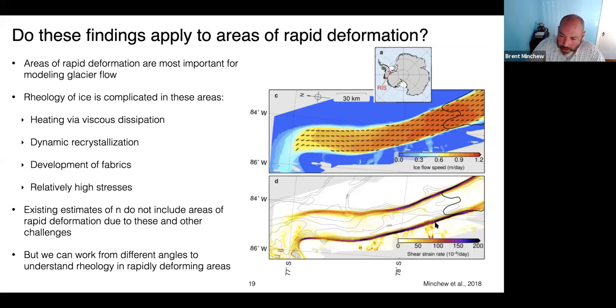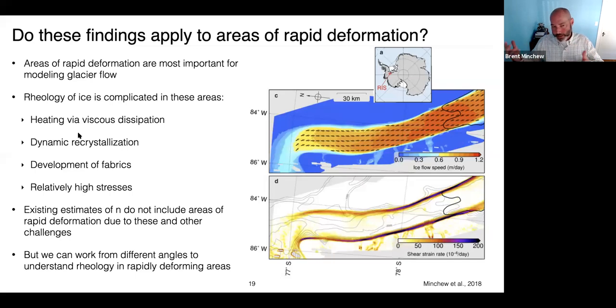So the shear strain rates along the margins of these areas are one of these areas of rapid deformation that we're really interested in understanding the rheology of. We've done some work on this in the past, but really constraining the rheology of the ice in these areas of high deformation is complicated. It's something that we work a lot on to try to pick apart these various features. And one of the main reasons why it's complex to work on these things is you just have a whole lot of stuff going on that in general is relatively difficult to independently constrain.